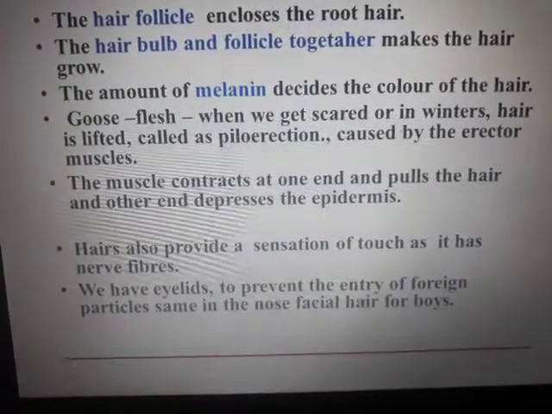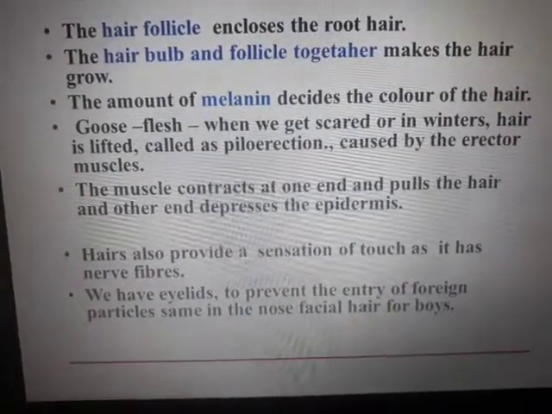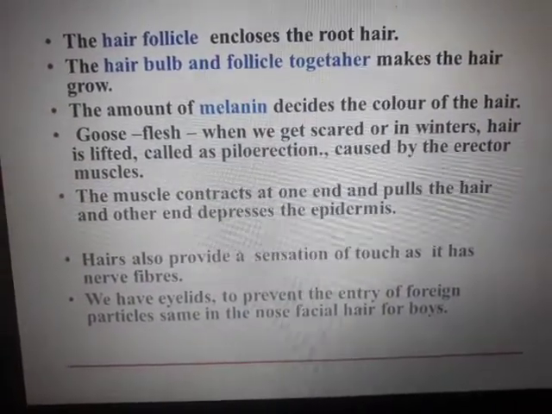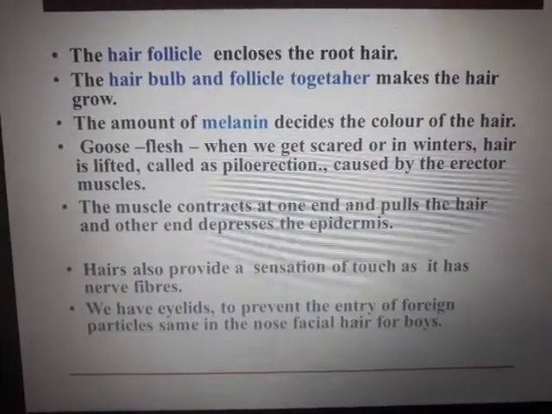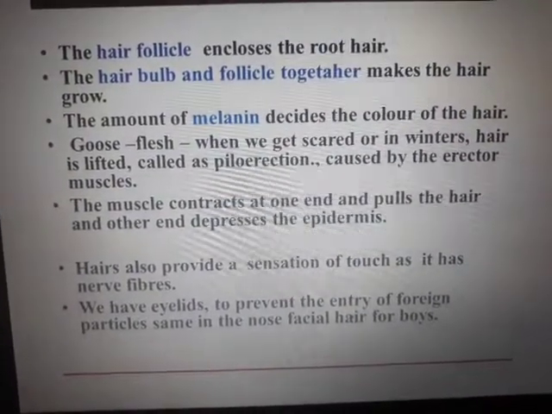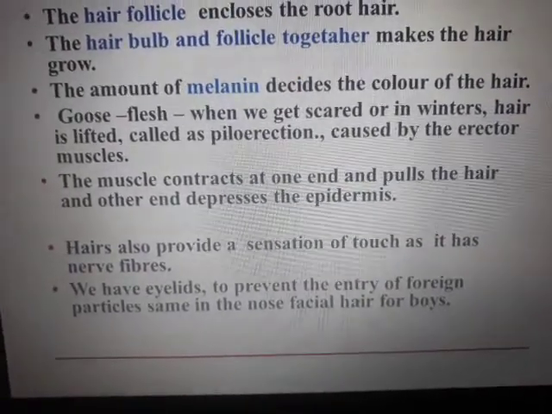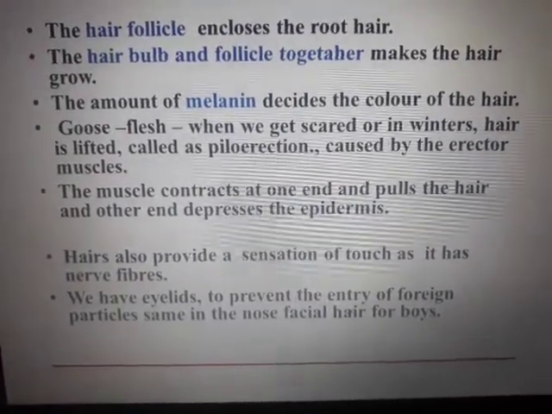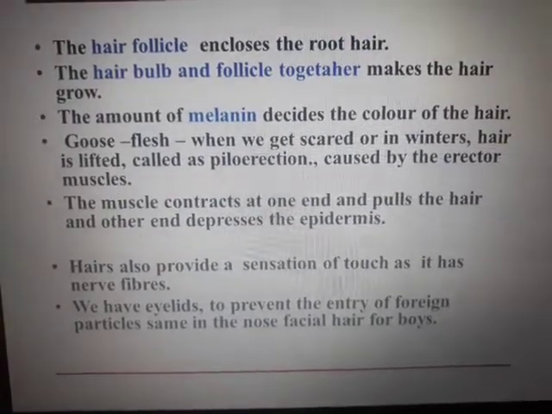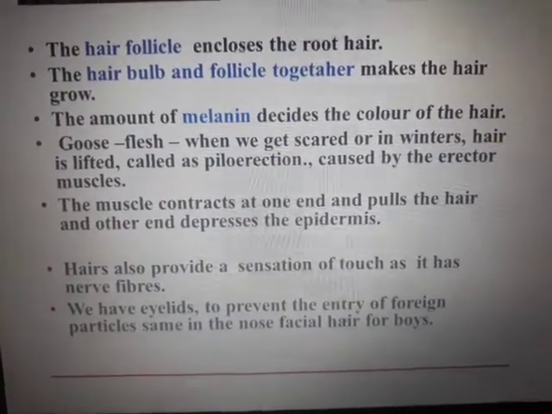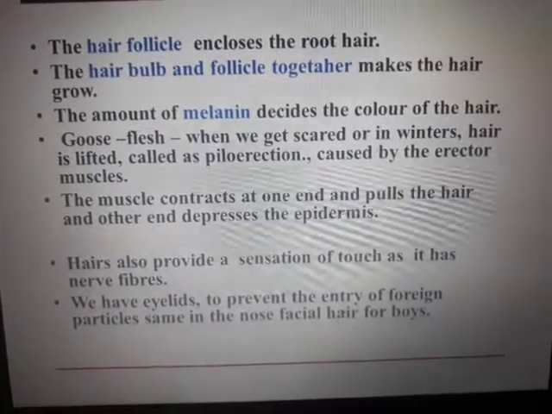Then next point is hairs also provide a sensation of touch, as they have got nerve fibers. Obviously when you touch even the small hairs on your hand, you feel them, right? Because they have got nerve fibers. Then we have eyelashes to prevent the entry of foreign particles. Same in the case of the nose. Same in the case, we have got facial hairs for the boys, for the gender differentiation.